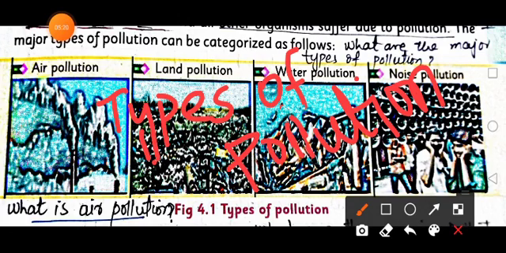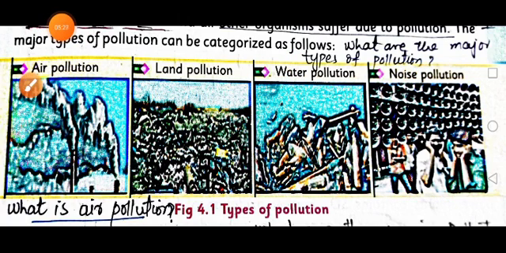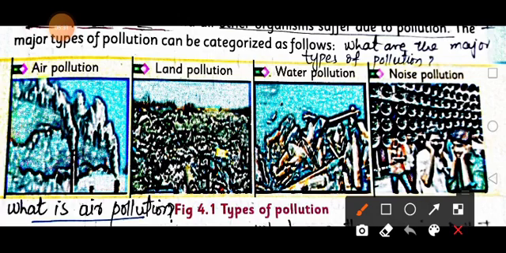Now students, we will move towards the types of pollution. So how many types of pollution are there? There are majorly 4 types of pollution. As you look at the pictures, there are 4 types of pollution, that is air pollution, land pollution, water pollution and noise pollution. So these 4 are the basic types of pollution. So in this lecture we will discuss in detail about the air pollution.